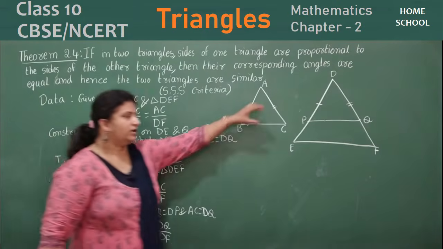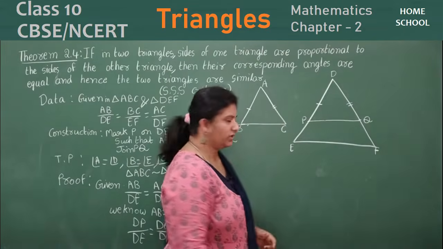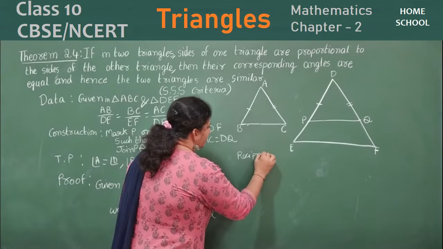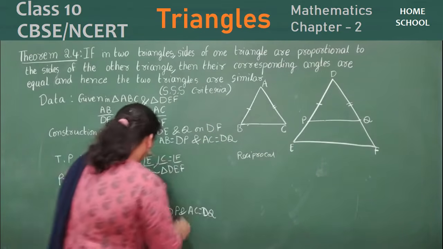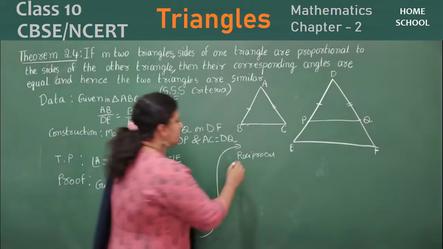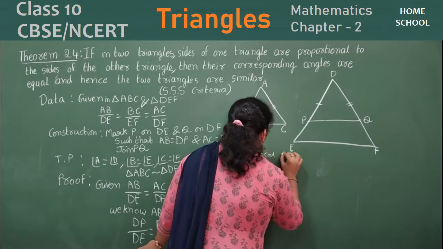See here, DP by DE equals DQ by DF you got. Now do the reciprocal here. Look carefully, do the reciprocal. I am dragging your theorem this side. Do the reciprocal. What you are going to get here? This ratio, write it in reverse.